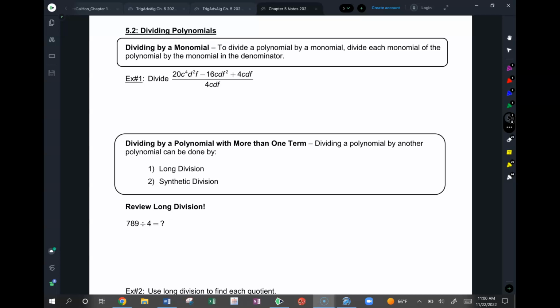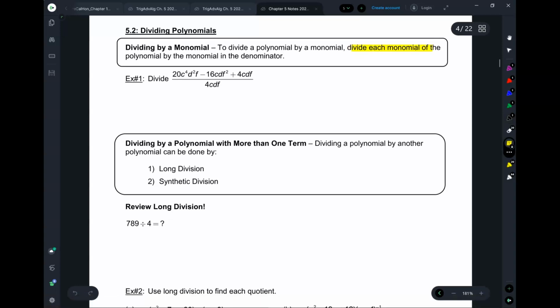So let's first start by dividing a monomial, right? If you're going to divide by a monomial, you're going to divide each monomial of the polynomial by the monomial in the denominator. So look at what we have here. I've got a polynomial divided by a monomial.